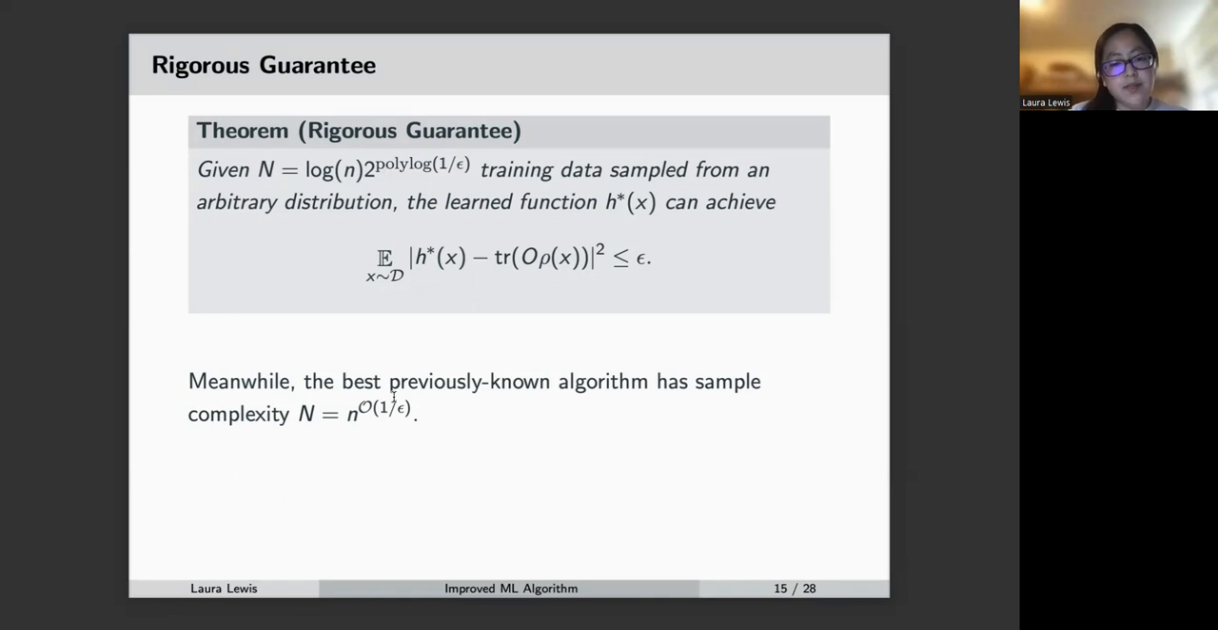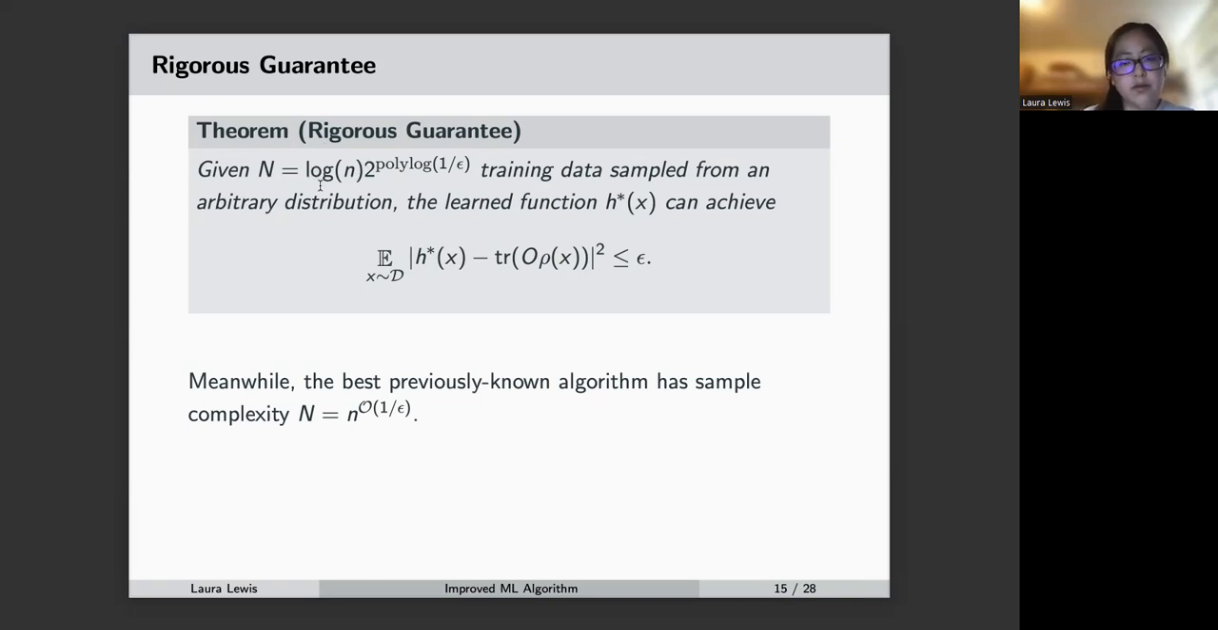Notice that for a fixed small epsilon, and like I mentioned before, the previous work's sample complexity scales as a very large polynomial. Meanwhile, for a fixed epsilon, the sample complexity of our algorithm just scales logarithmically in n. So that's an exponential improvement in the scaling in system size for this sample complexity.